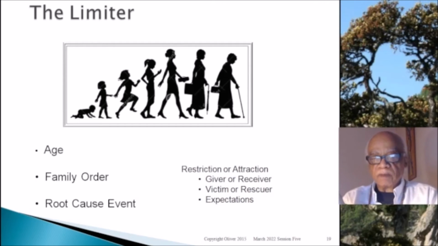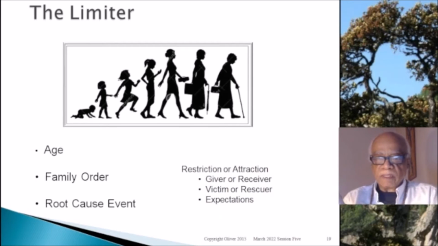And the big one here is the root cause event. Your root cause events from the past tend to end up being major limiters in terms of your present and future behaviors. When people are making a decision about what they're going to do today or in the future, they will inevitably look back to events in their past that can give them an idea whether or not they're able to do this. It sets their expectations.